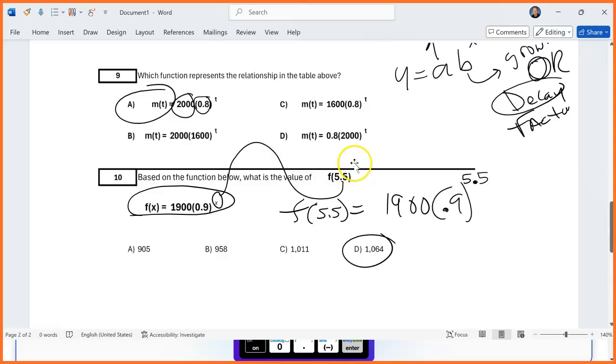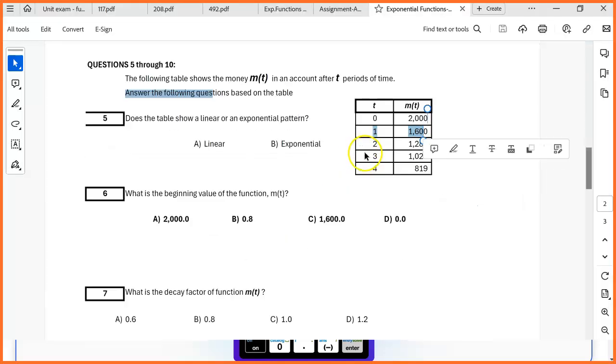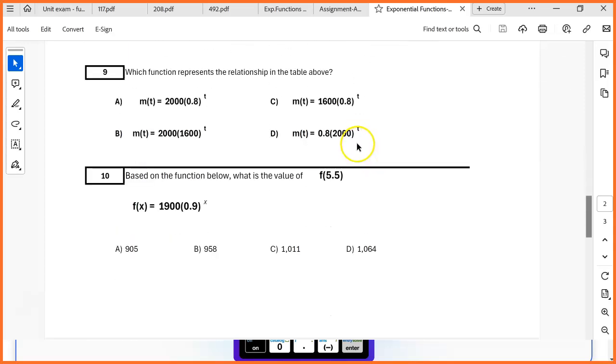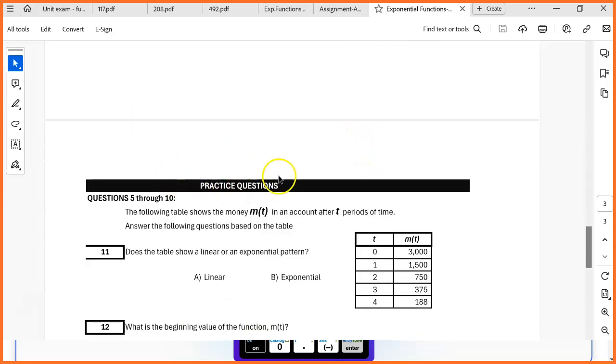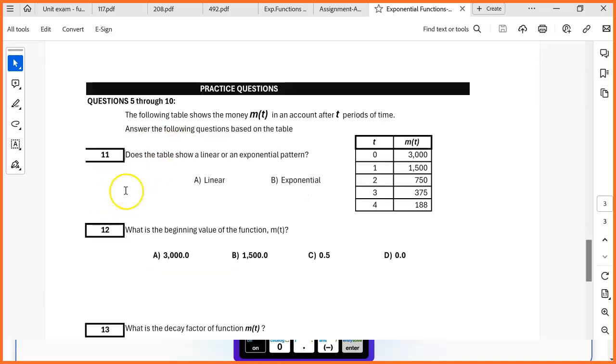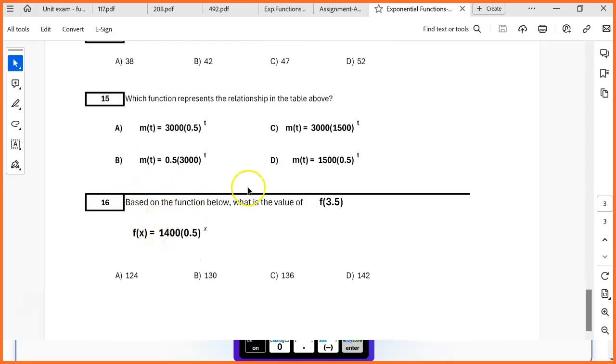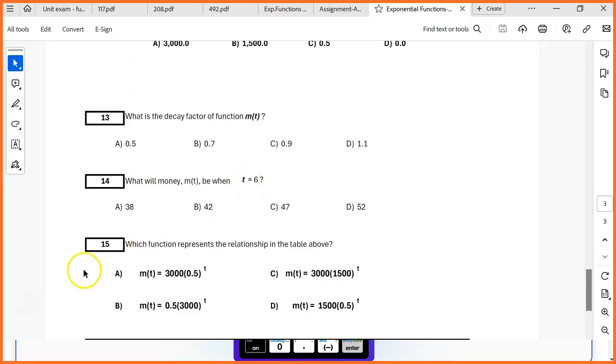Now you can do the rest of the assignment. That was a first view, so now you can finish the rest of the assignment, which is going to be more practice questions on the next page. It says 5 through 10, but it should be 11 through 16, okay? So make sure you do those and then put your answers in Canvas.